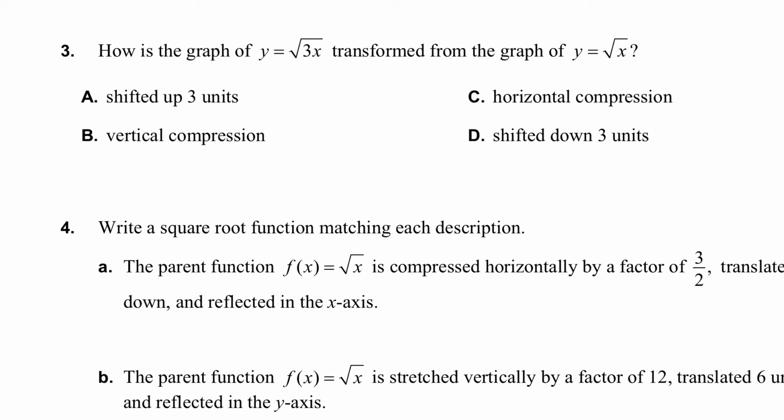Number 3, it says, how is the graph y equals the square root of 3x transformed from the graph y equals square root of x? Well, that 3 is going to affect the horizontal. Remember, if the 3 was on the outside, it'd affect the vertical. So definitely it will be a horizontal compression. Okay.